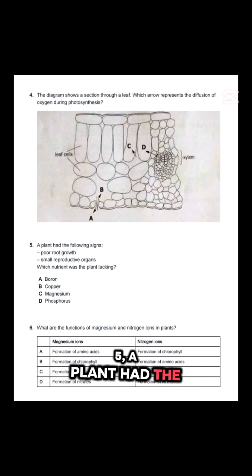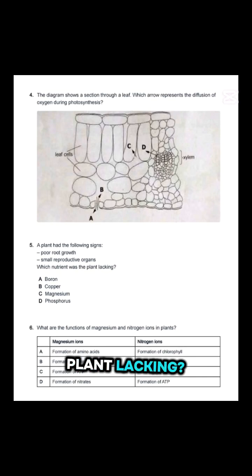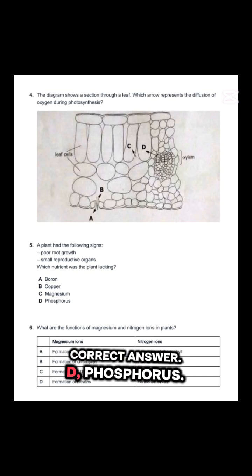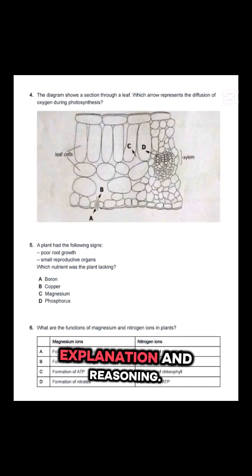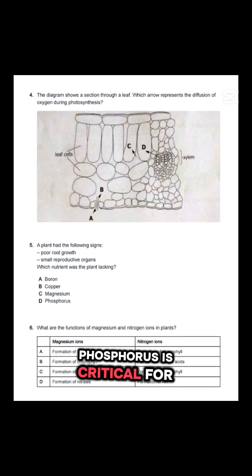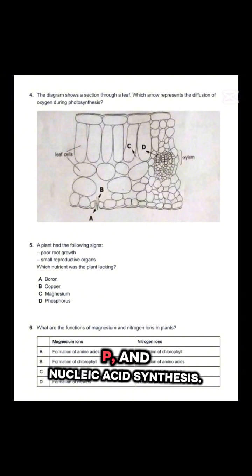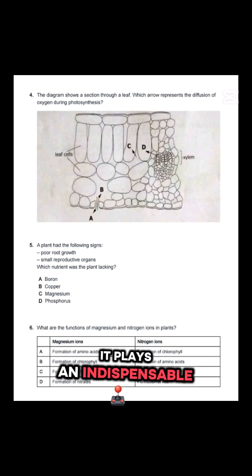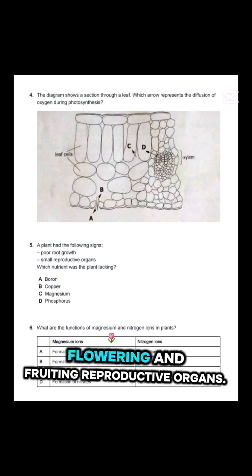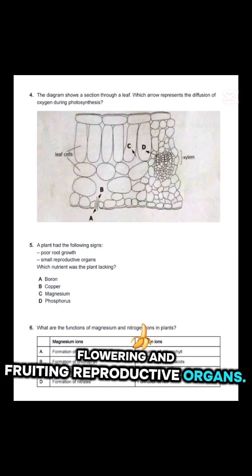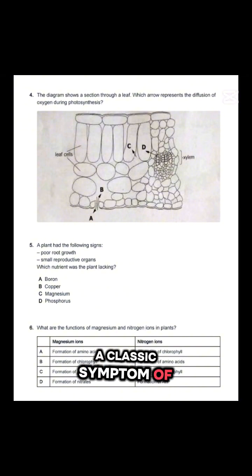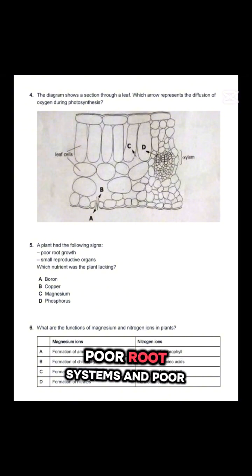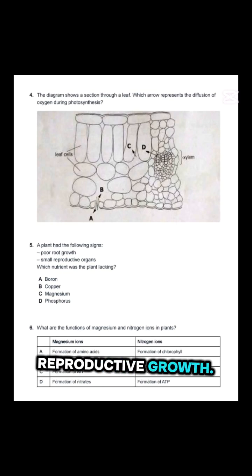5. A plant had the following signs: poor root growth, small reproductive organs. Which nutrient was the plant lacking? Correct answer, D, phosphorus. Explanation and reasoning: phosphorus is critical for energy transfer, as part of ATP, and nucleic acid synthesis. It plays an indispensable role in root development and the mechanism of flowering and fruiting reproductive organs. A classic symptom of phosphorus deficiency is stunted, poor root systems and poor reproductive growth.